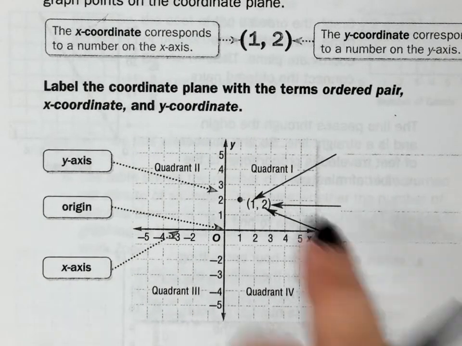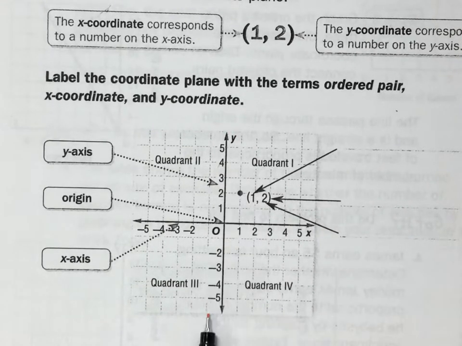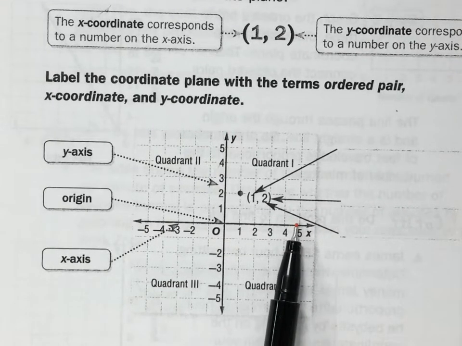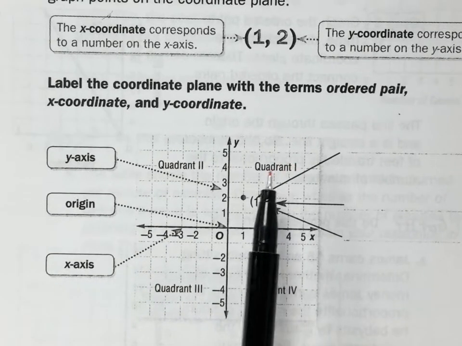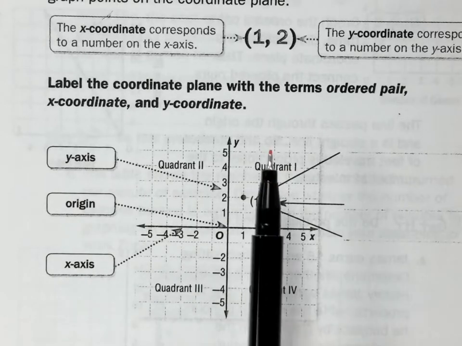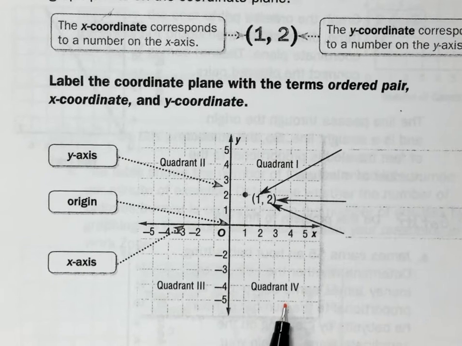A coordinate plane. Inside this coordinate plane, we have 4 quadrants. My y-axis and my x-axis divides it into 4 quadrants. If you remember, you count your quadrants counterclockwise. So you go 1, 2, 3, and 4. So you're going counterclockwise.